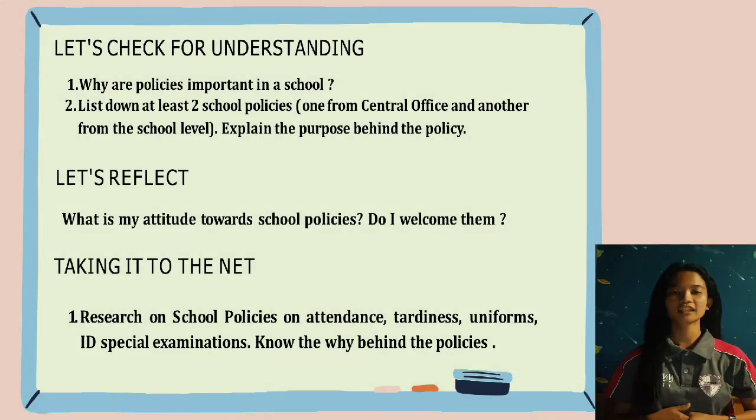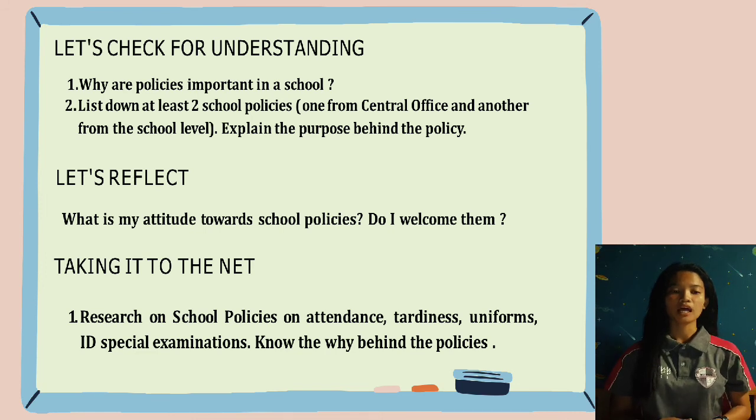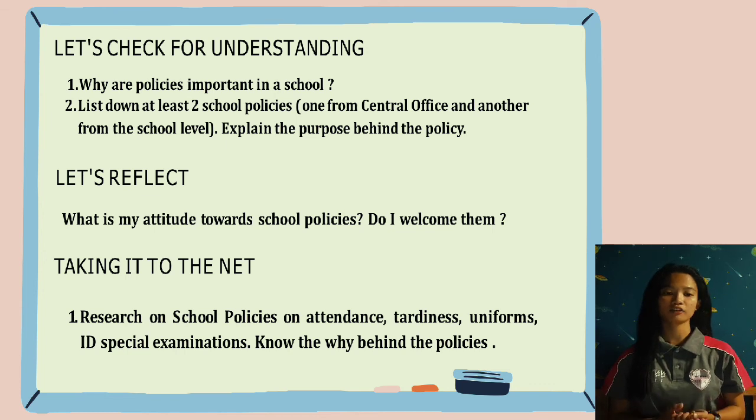Let's check for understanding. Number 1. Why are policies important in a school? Number 2. List down at least 2 school policies, one from the central office and another from the school level. Explain the purpose behind the policy. Next is, let's reflect. What is my attitude towards school policies? Do I welcome them? Next is taking it to the net. Number 1. Research school policies on attendance, tardiness, uniforms, ID, special examinations. Know the why behind the policies.